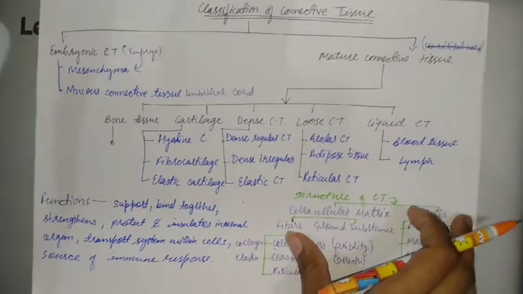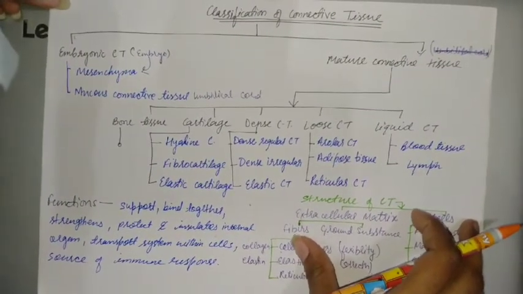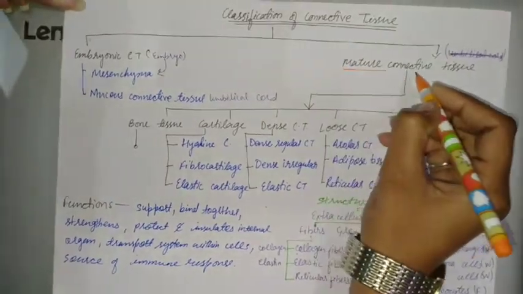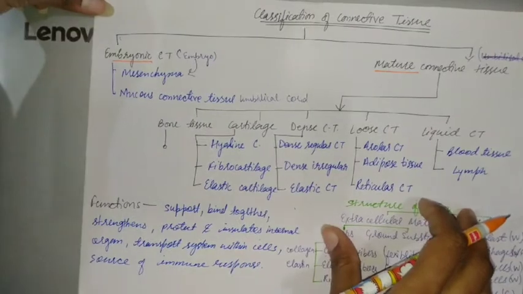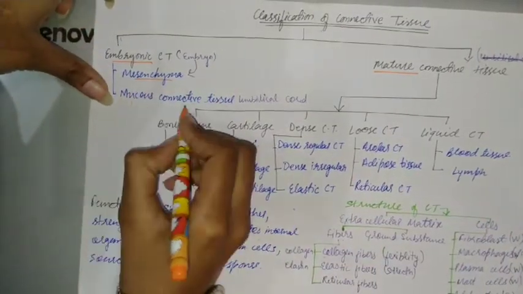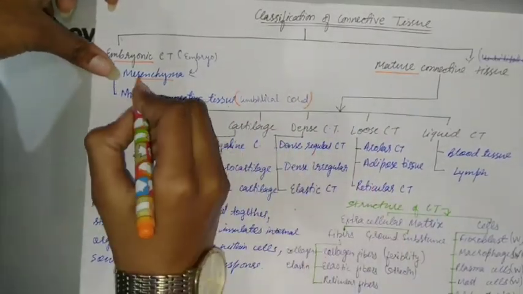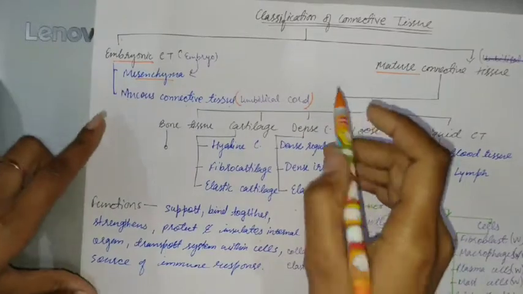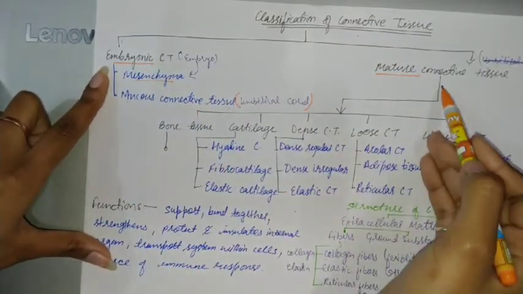Next is classification of connective tissue. Connective tissue is basically divided into two types: mature connective tissue and embryonic connective tissue. Embryonic connective tissue is also of two types: mesenchyma and mucous connective tissue, which is present in the umbilical cord, and mesenchyma is present in the embryo.